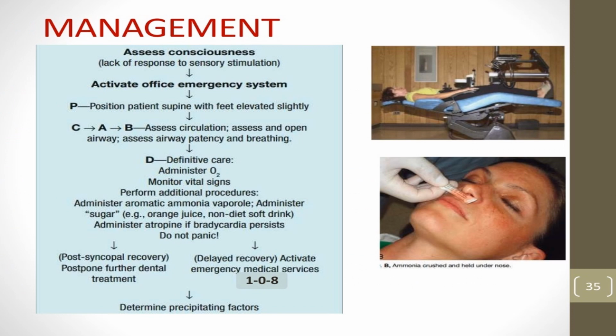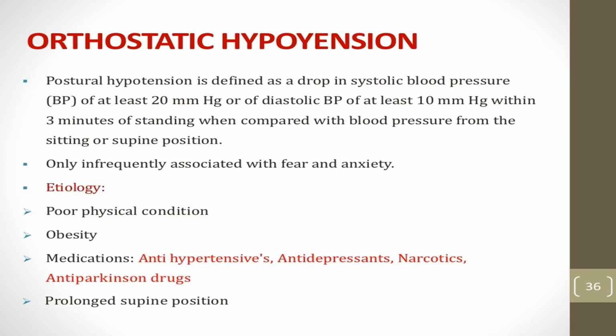Management. Orthostatic hypotension. Postural hypotension is defined as a drop in systolic blood pressure, BP, of at least 20 mm Hg or of diastolic BP of at least 10 mm Hg within 3 minutes of standing when compared with blood pressure from the sitting or supine position. Only infrequently associated with fear and anxiety. Etiology: poor physical condition, obesity, medications, antihypertensives, antidepressants, narcotics, anti-Parkinson drugs, prolonged supine position.